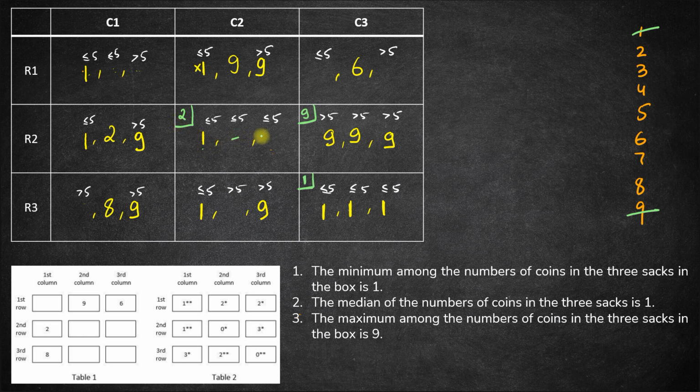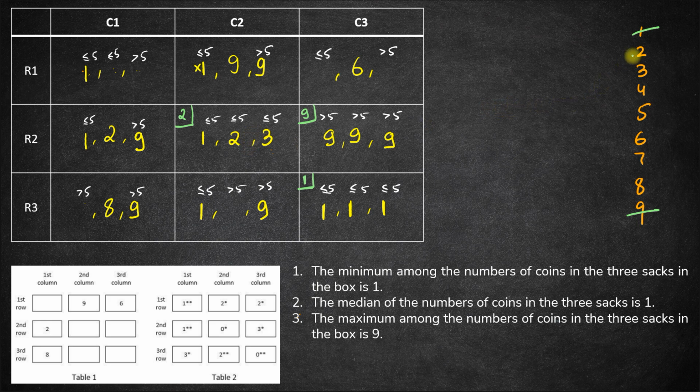So if the average here is 2, that means the sum must be 6. So 1 plus this number must be 6. That means the sum of these two numbers must be 5. Now how is the sum of 5 possible over here? Sum 5 is possible if you have 1, 4 or 2, 3, right? But if you look at it, in this box only one condition has to be satisfied, and that condition is the first condition. So the second condition cannot be satisfied. The median cannot be 1. So the only possible combination here is 2 and 3. The 3 sacks will have 1 coin, 2 coins and 3 coins respectively. Okay.